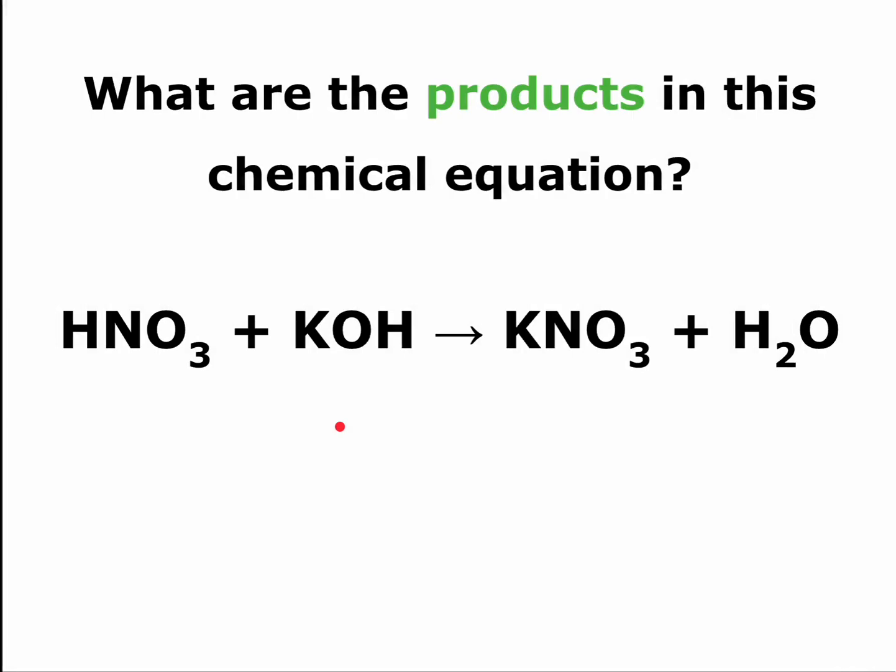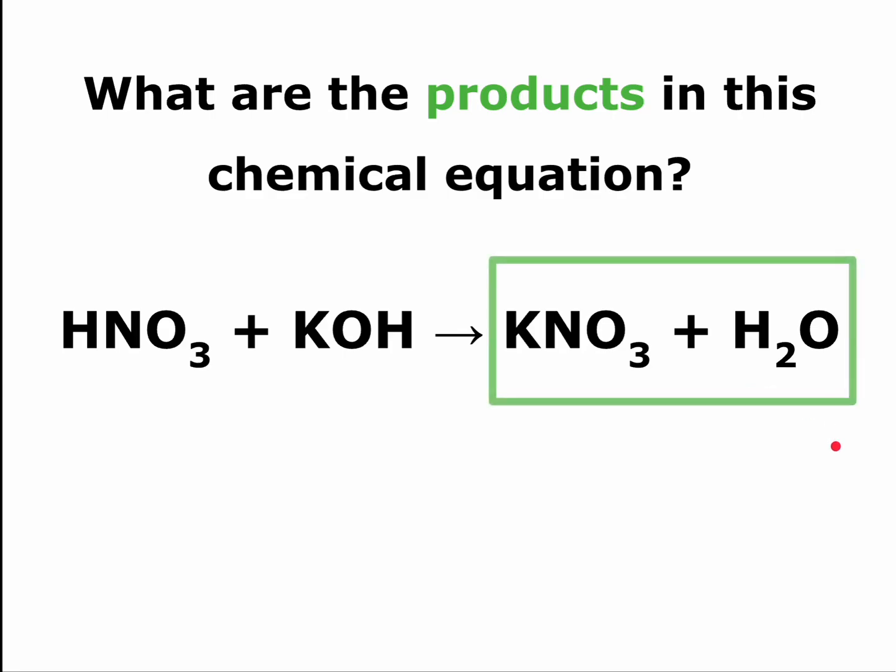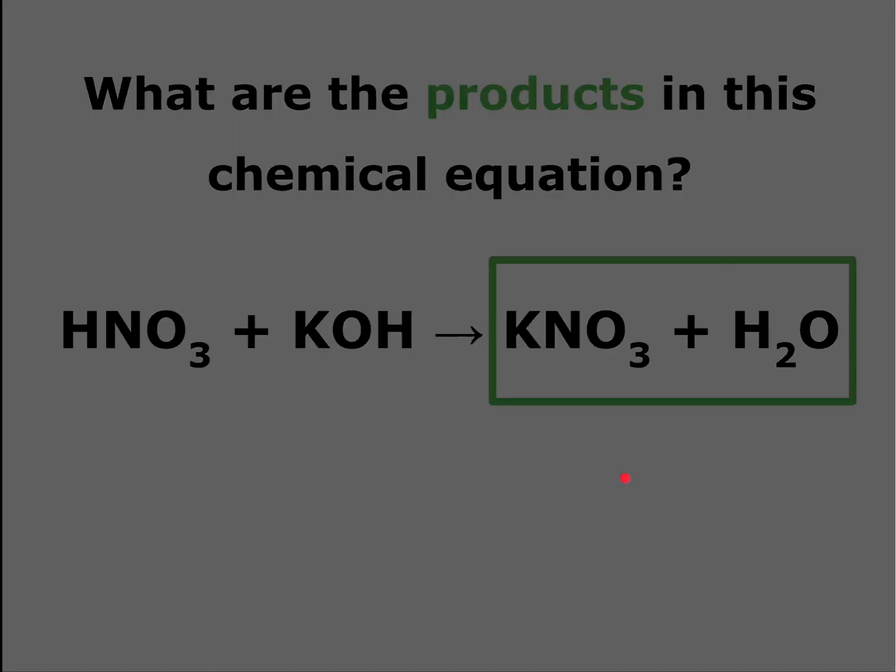What are the products in this chemical equation? We have some nitric acid reacting with potassium hydroxide to produce potassium nitrate and water. So what are the products? That's right, the products are the potassium nitrate and the water. They are on the right side of the arrow. They are what is produced in this chemical reaction.